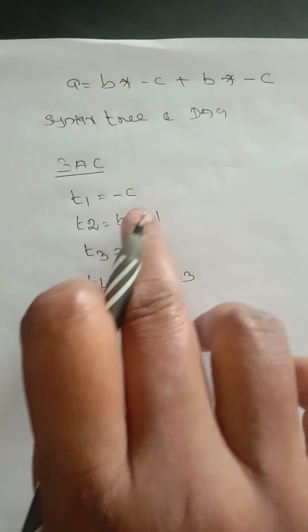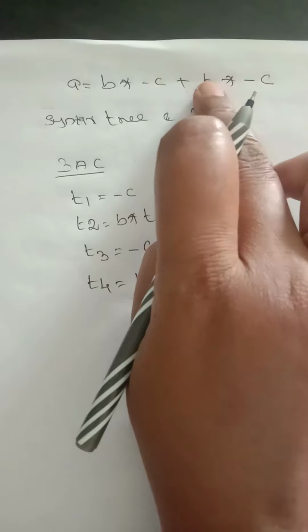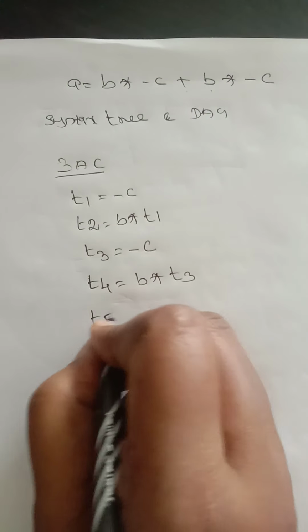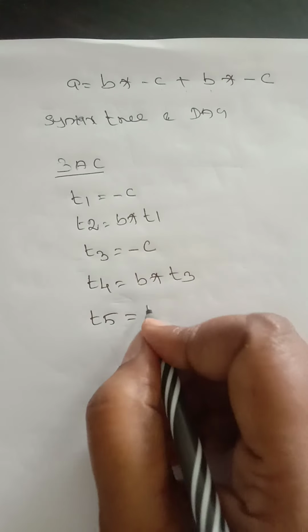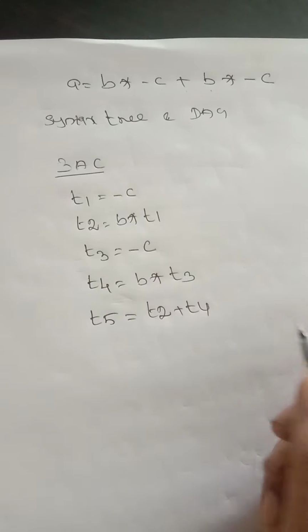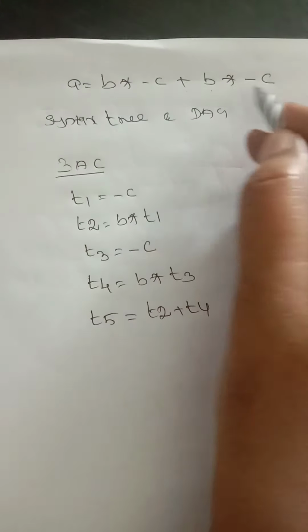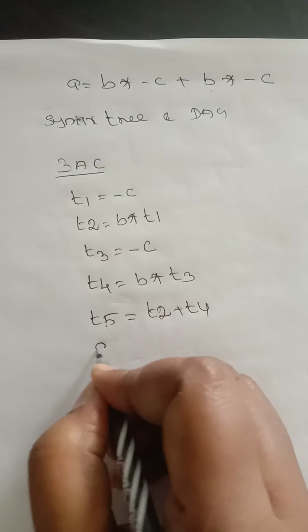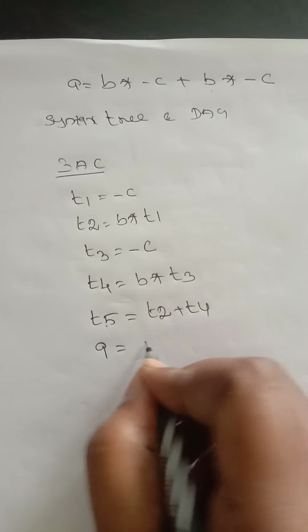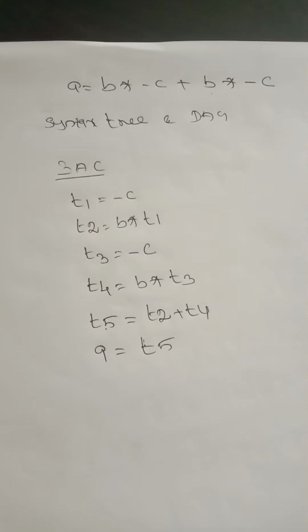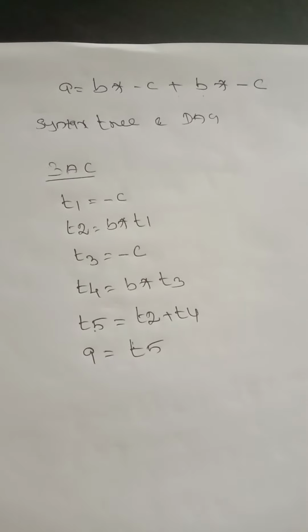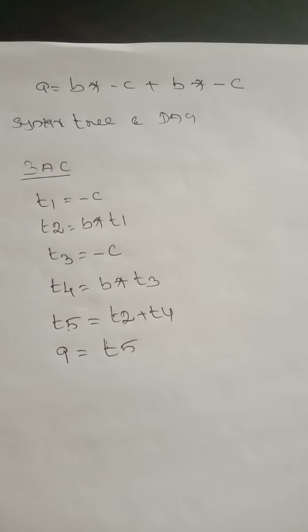Then we have to add t2 plus t4, so using one new temporary variable t5, add those two variables: t5 equal to t2 plus t4. Then we have to store the entire result into a. This entire term is t5, so assign that to variable a: a equal to t5. This is the way of writing three address code. Then we have to construct the syntax tree.